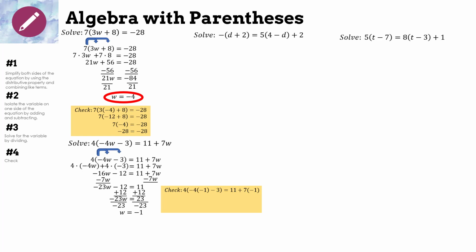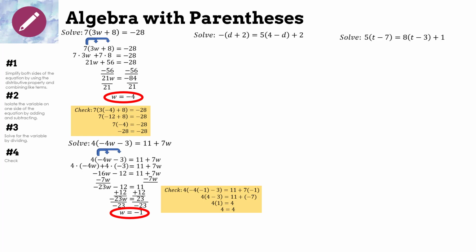I'm going to put negative 1 in for all of the w's and follow the order of operations. Negative 4 times negative 1 is 4. 7 times negative 1 is negative 7. 4 minus 3 is 1. 11 plus negative 7 is 4. And 4 times 1 is 4, so 4 equals 4. So yes, w equals negative 1.